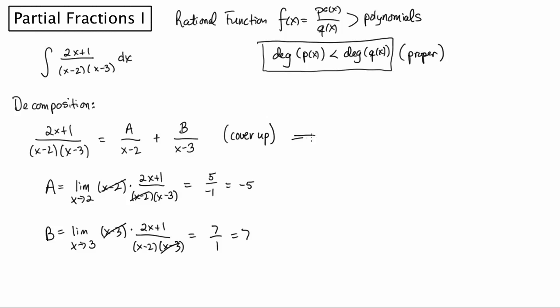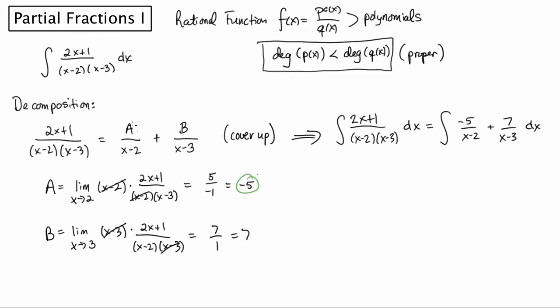The point is that my decomposition now says that I can take the integral of 2x plus 1 over x minus 2, x minus 3, and rewrite this as the integral of the first piece is negative 5 over x minus 2, and the second piece is 7 over x minus 3. Just simply plugging in each of these pieces. So, A is negative 5, that goes here, and B is 7, so that goes here. And I'm just taking that decomposition and writing it in integral form.